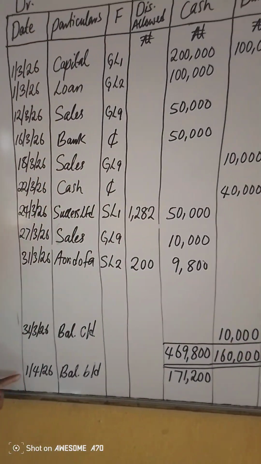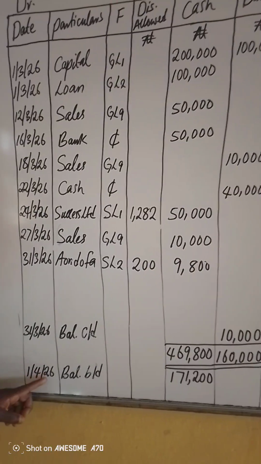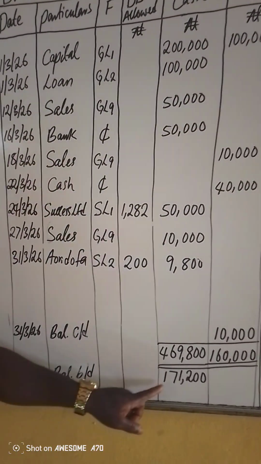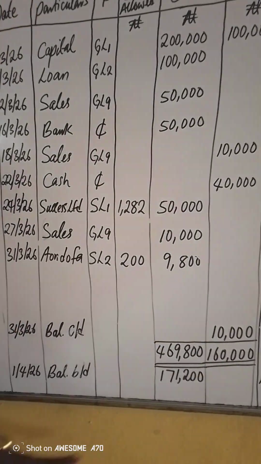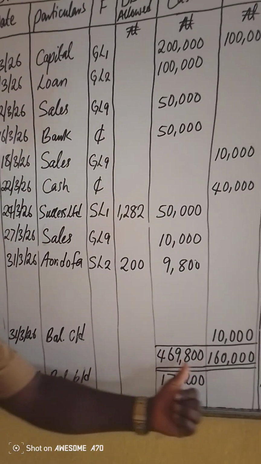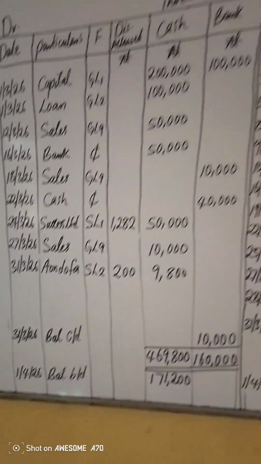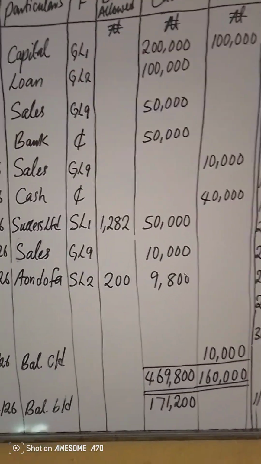Therefore, the brought down will be on the 1st of April 26, that is the next month. Then the balance brought down will be 171,200 in the debit side after the account has been officially balanced and closed. Let's quickly look at the bank balancing.